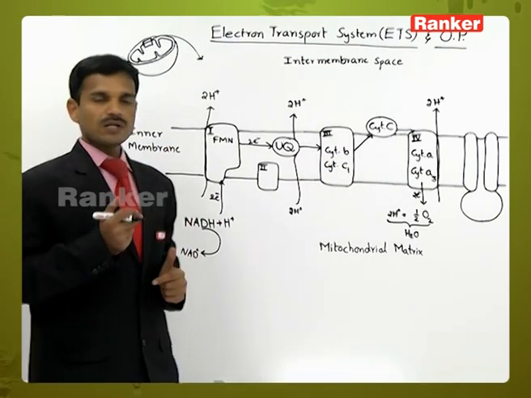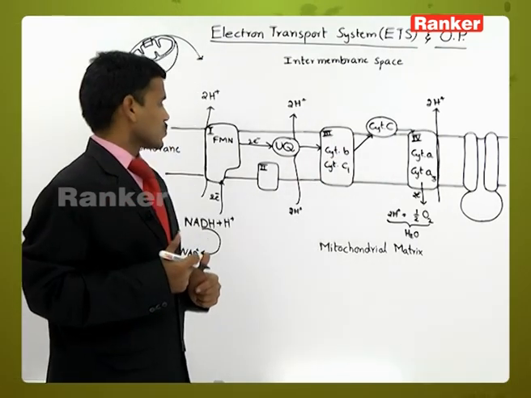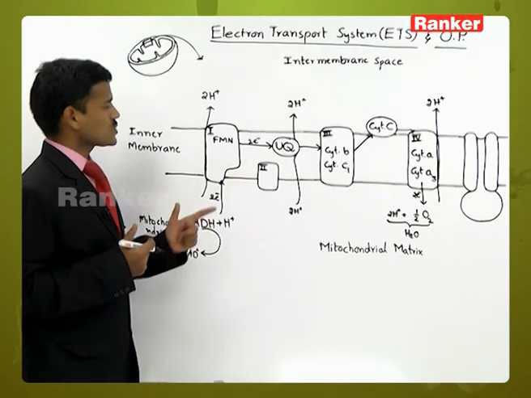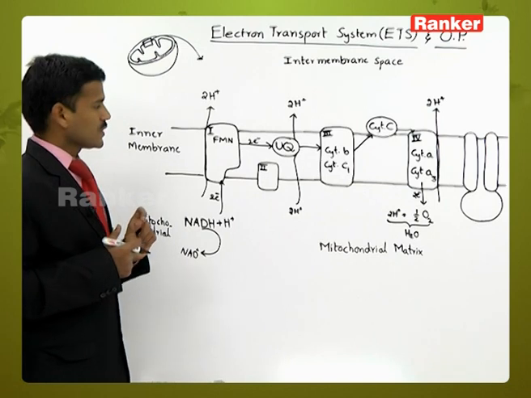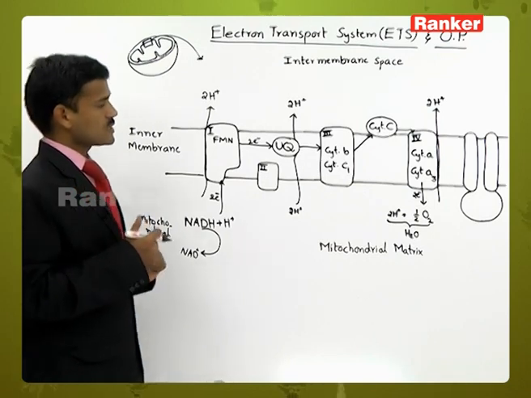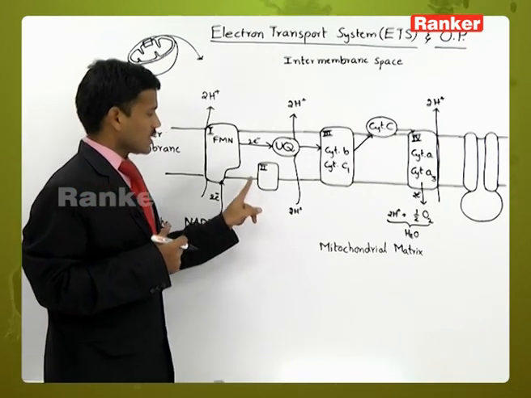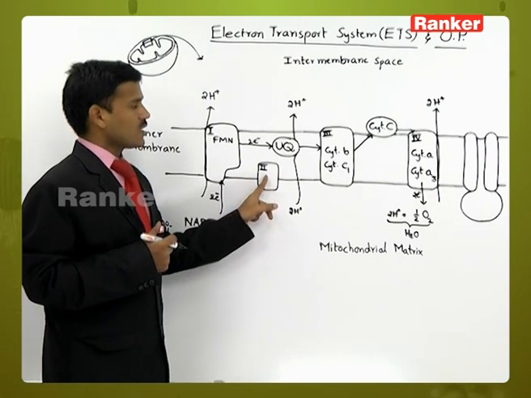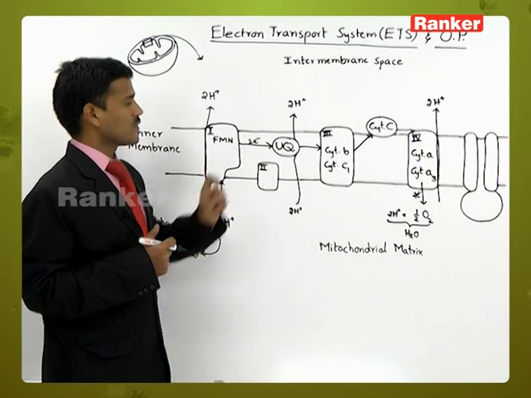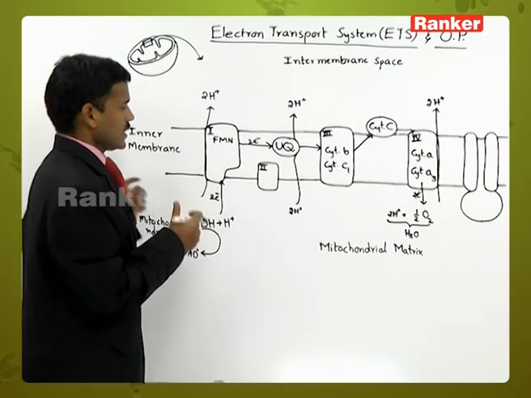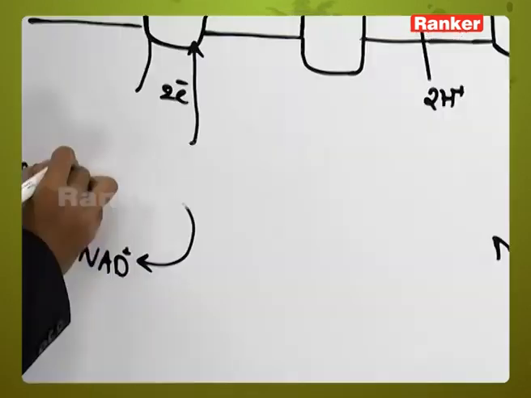Next, what about FADH2? FADH2 is also synthesized in the mitochondrial matrix during the Krebs cycle. So when FADH2 is oxidized, the electrons are given to the second complex, and the electrons are reaching the ubiquinone. So let us see here FADH2.